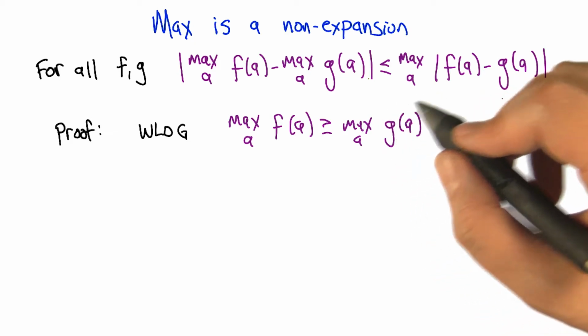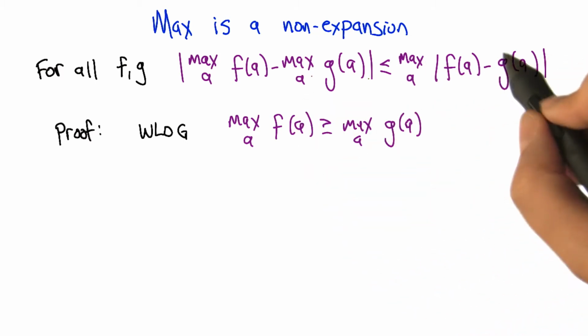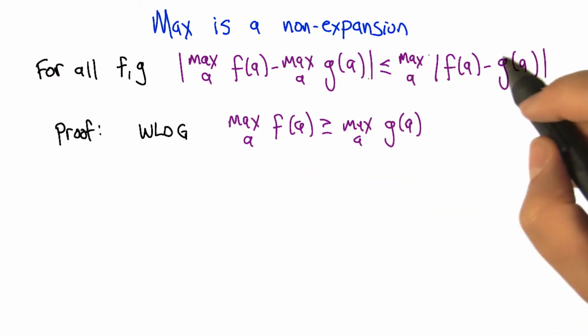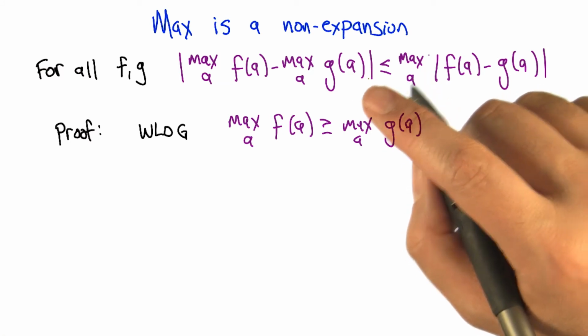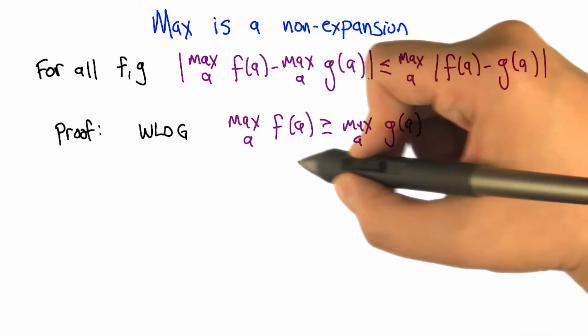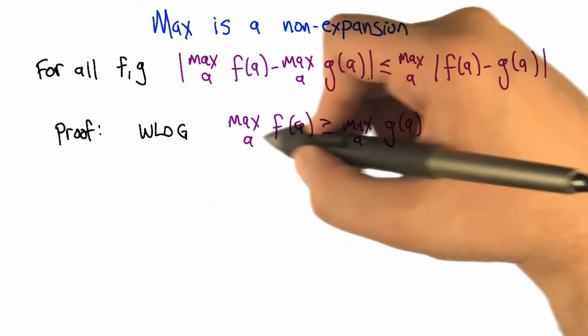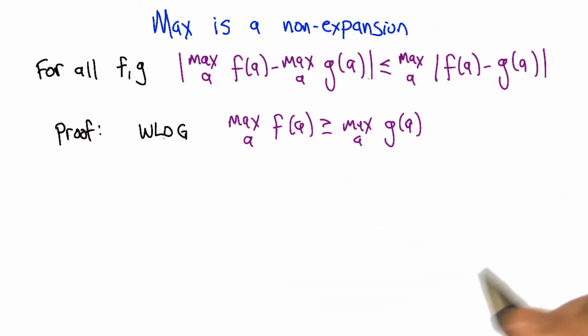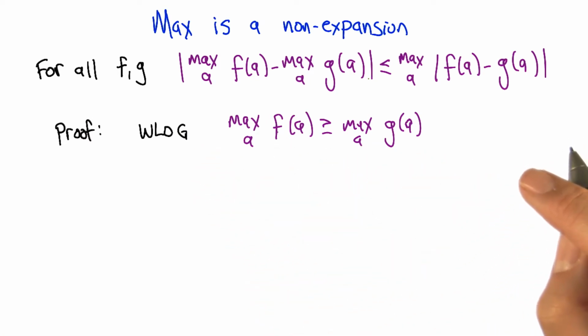So here's what we're going to do. It turns out that it's sort of complicated to keep track of where all the maxes and the differences are and the absolutes and blah, blah, blah. So we're going to make a simplifying assumption, which is that the largest value in our f function is bigger than or equal to the largest value in our g function. And I'm going to say we're going to assume that without loss of generality. Why is that okay? Because if it weren't true, we just swap f and g around.